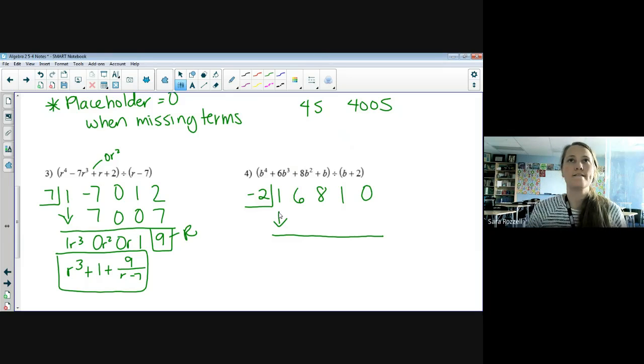Layla, that looks good. I couldn't really see the very last line, but your bottom row of numbers was good on your synthetic division part. Taylin, awesome. Now write down what the polynomial would be. Everybody should be giving this a try. Mackenzie, good.